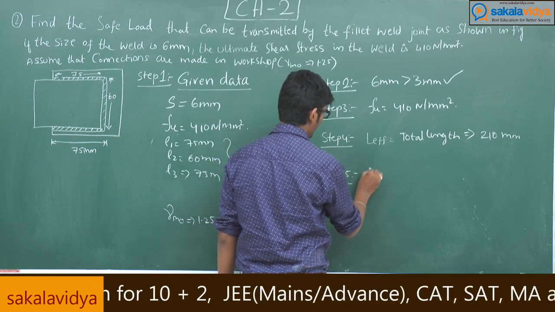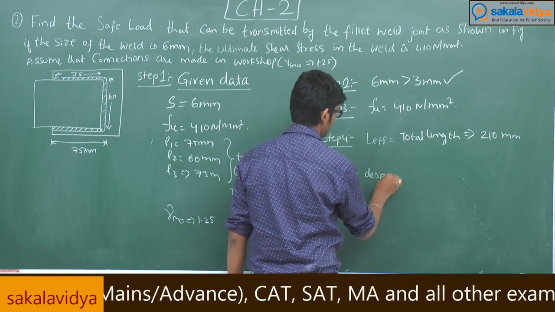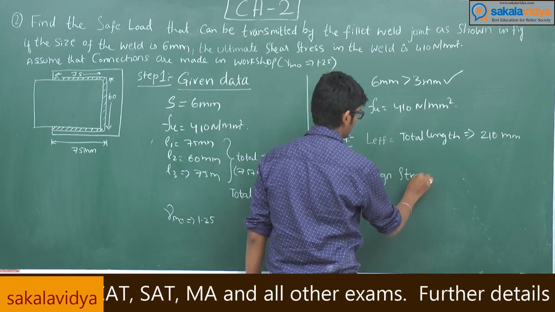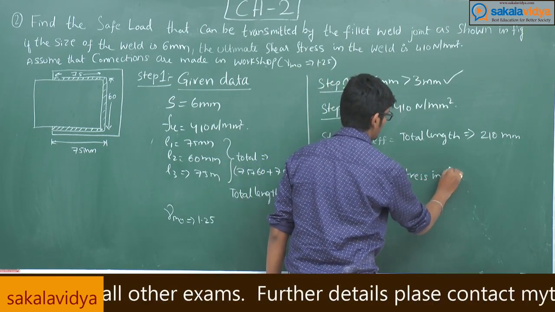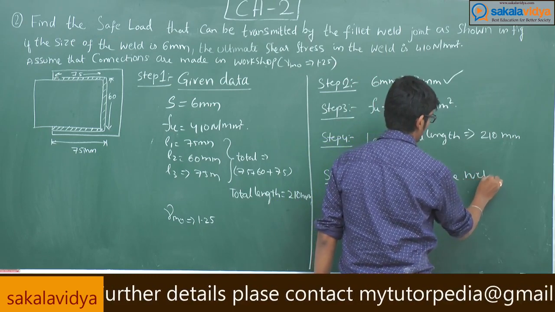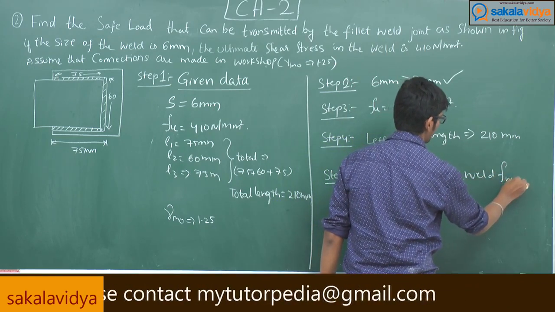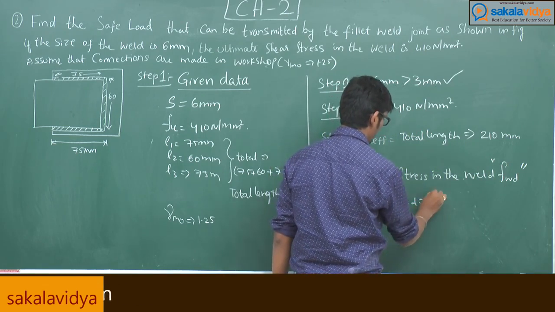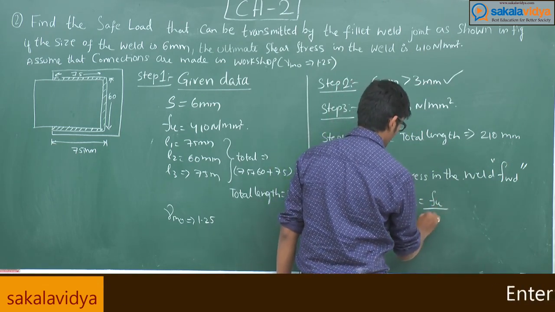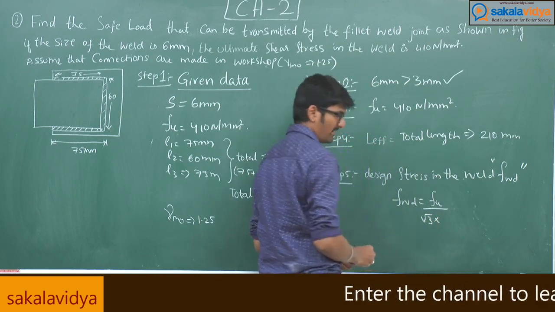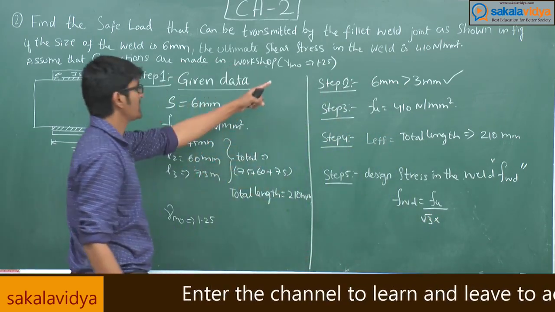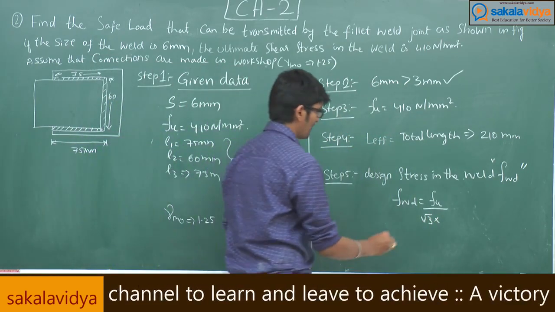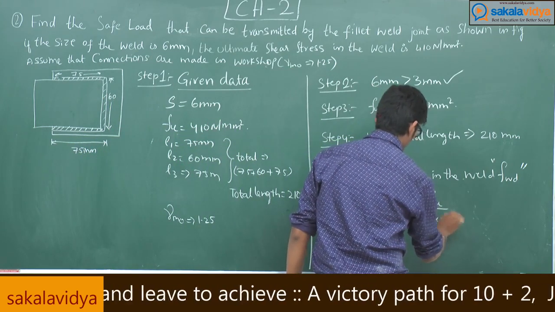design stress in the weld, that is F suffix WD. So F suffix WD is equal to how much? Fu by root 3 into partial safety factor. What is partial safety factor given in the question? That is 1.25.